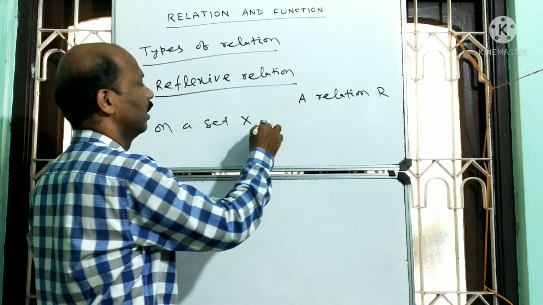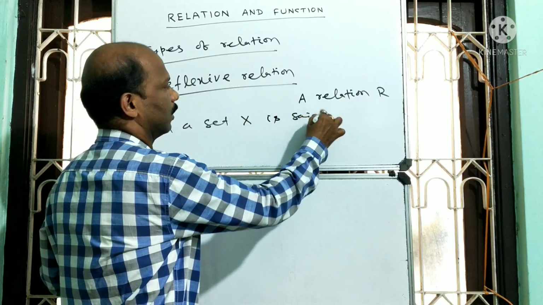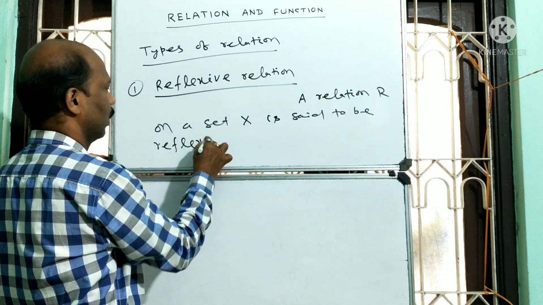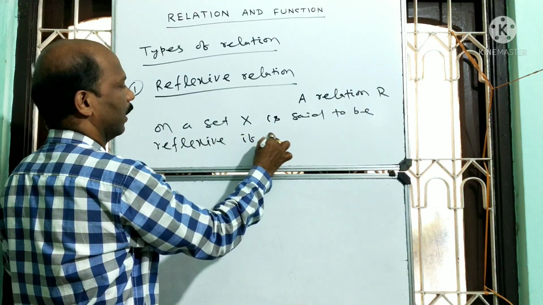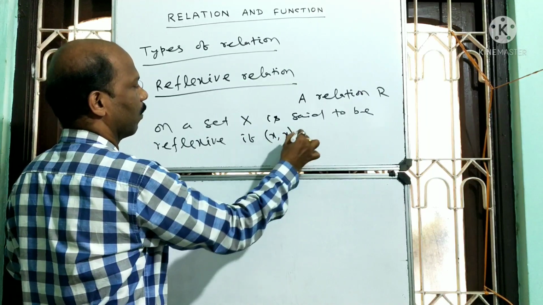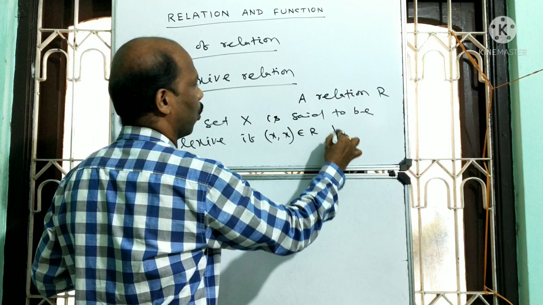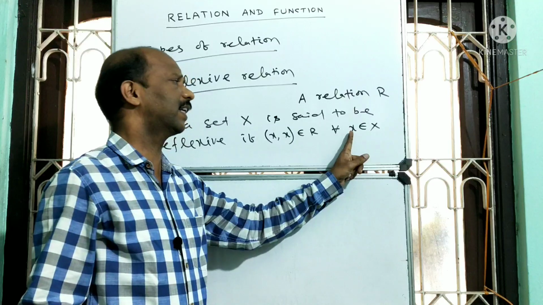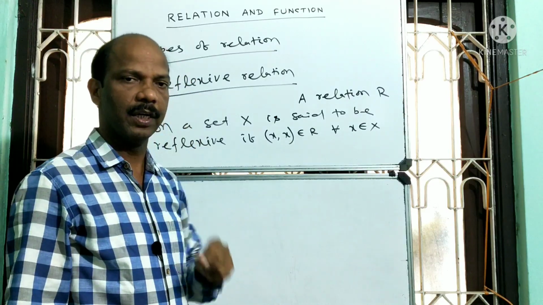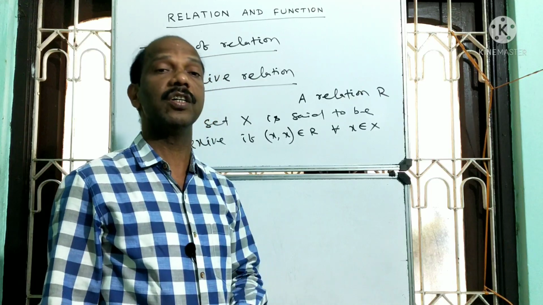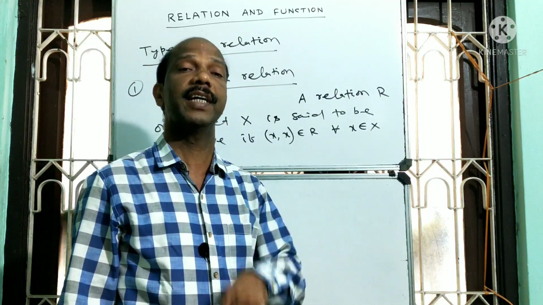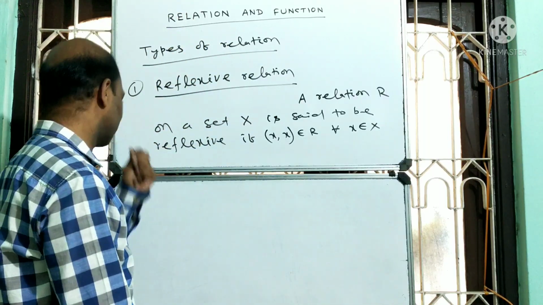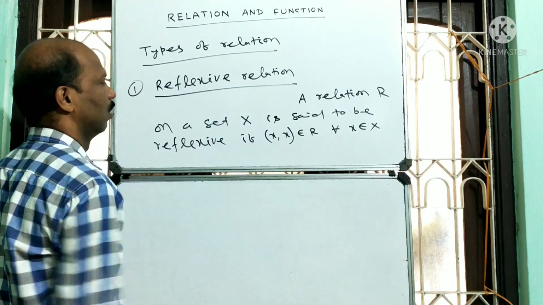On a set X is said to be reflexive if the ordered pair (x, x) belongs to R for all small x belongs to capital X, where x is an element of capital X. That means if a relation relates each and every element of a set to itself, then the relation is said to be reflexive. Examples, this symbol stands for all.